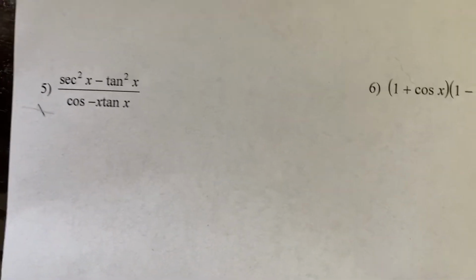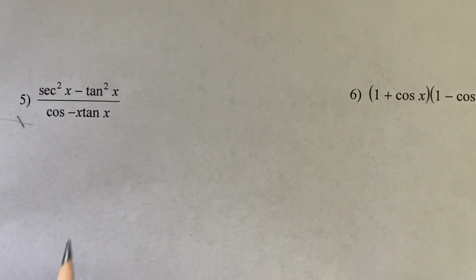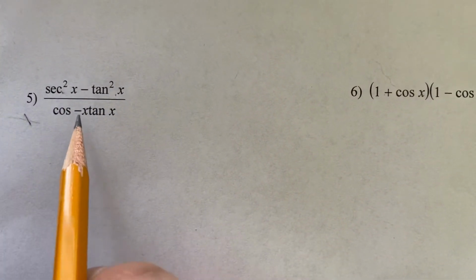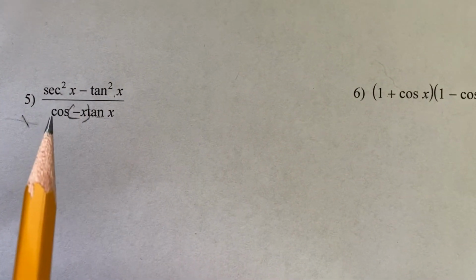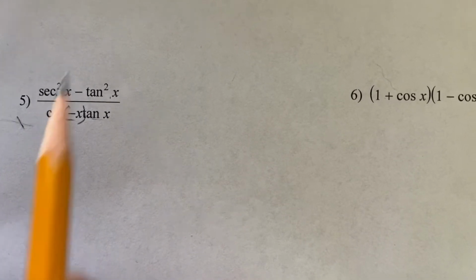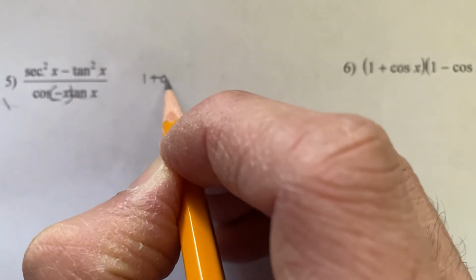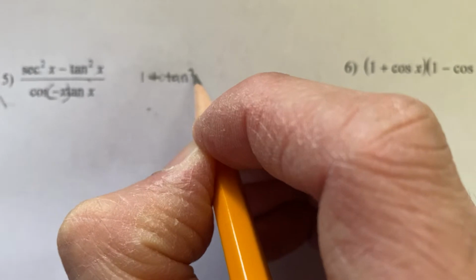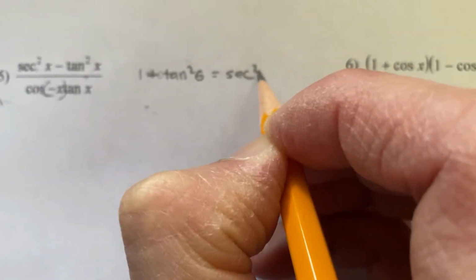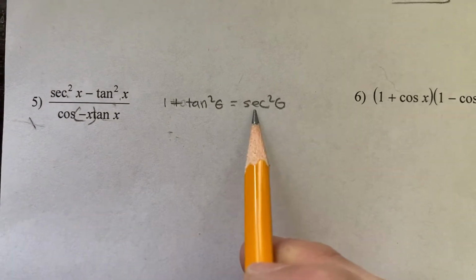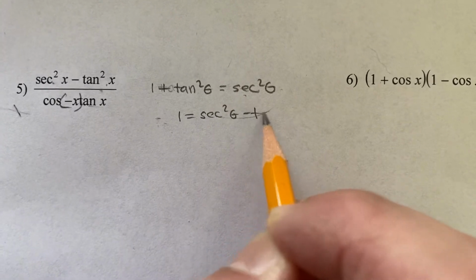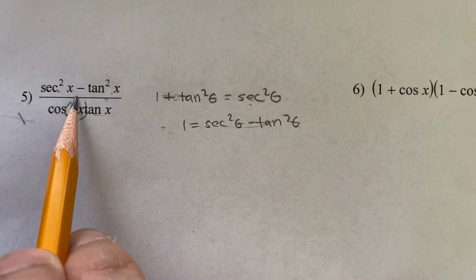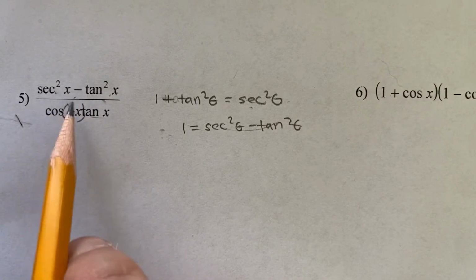All right, moving on. This one looks quite complicated, right? Secant squared minus tangent squared x over cosine of negative x times tangent of x. Well, if you look back at your trig Pythagorean identity number 2, we know that 1 plus tangent squared theta is equal to secant squared theta. And so, again, if I just manipulate this, secant squared minus tangent squared, that's just going to give me 1. Okay, so this numerator actually just turns into 1.